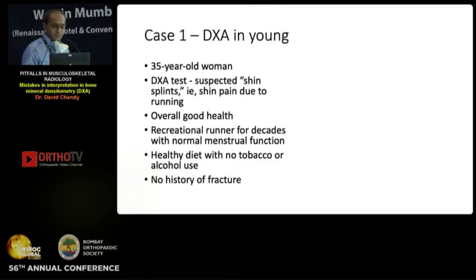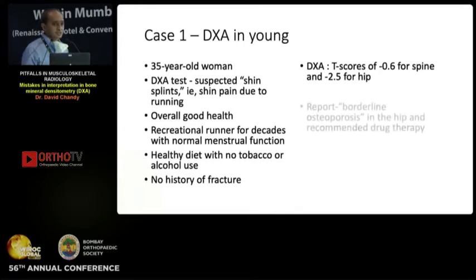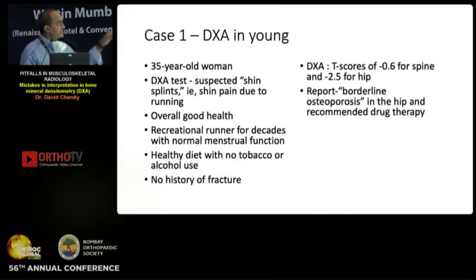She has no previous fracture. But a DXA scan was done and she has a T-score of -2.5 at the hip. So will you label her as osteoporosis? That is what the machine said, that she has borderline osteoporosis, a young, healthy 35-year-old female, and she was quite traumatized.